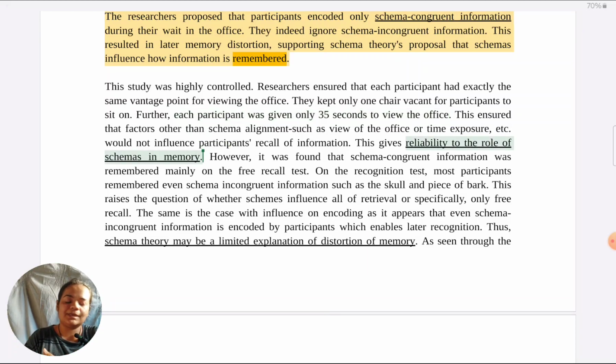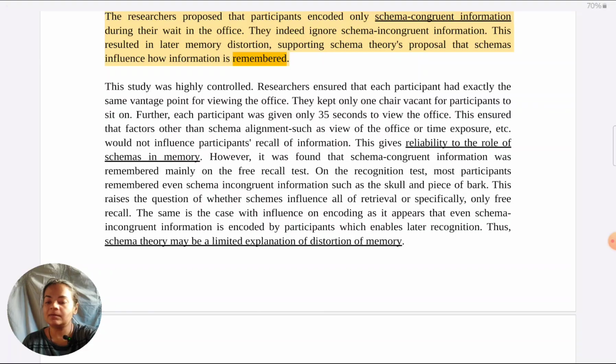Linking back is there to the larger argument because we are saying that this increases reliability of schema theory itself. It shows that schema consistently applies across participants. Whoever was coming to the office was remembering schema congruent information. So we are not limited to evaluating the study. We are linking back to this argument which is made. And the prominent weakness of this study is that there are some alternative explanations. Sorry, not alternative explanations. There are some areas of uncertainty.